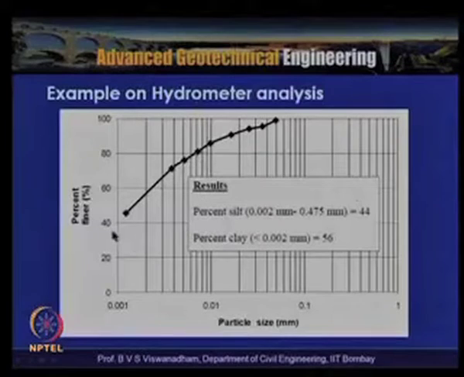So, here this is the percentage finer on the y-axis and particle size on the x-axis. With this, you will be able to see the percentage points. Here in this particular kaolin soil, the silt particles are about 44% and clay particles are about 56%. That means it is basically a silty clay, having clay fraction about 56% and silt fraction about 44%, and the 100% fine fractions.